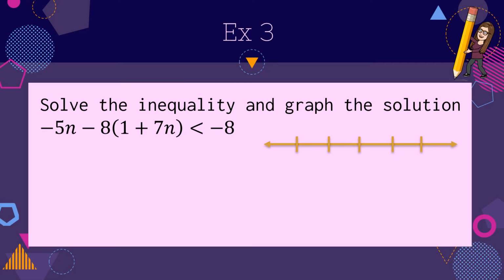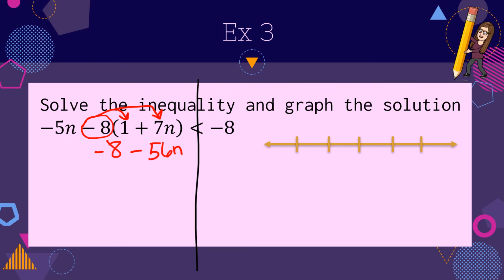All right, let's take a look at example 3. Let's draw a line down the inequality symbol. Our first step that we're adding back into the mix today is distribution. Be very careful. I'm distributing a negative 8. Negative 8 times 1. Negative 8 times positive 7.